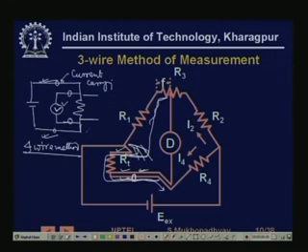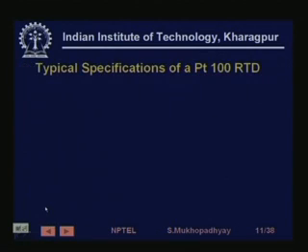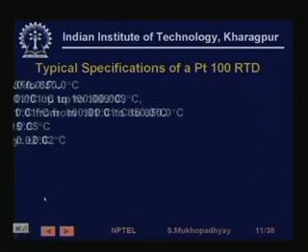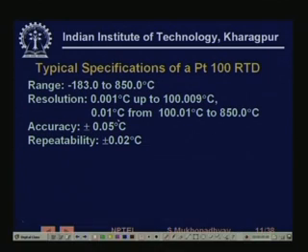So, by these methods you can actually take care of the lead wire problem. Let us look at a typical specification of a platinum RTD. This is just to show that you can get a very accurate sensor. See, the error is plus minus 0.05 degree centigrade over this range, and the repeatability is 0.02 degree centigrade.